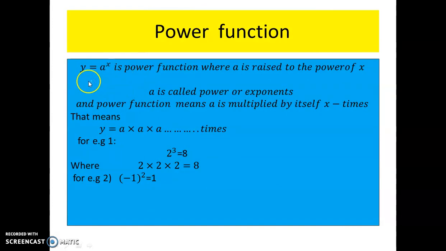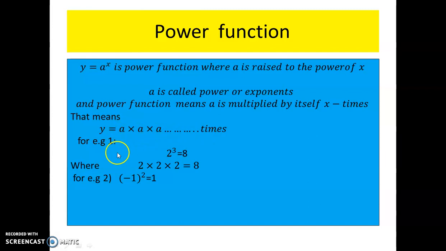In this chapter, we must focus on the power function, which is also called the exponent function. In a mathematical way, the power function is defined as y is equal to a raised to x, where a is raised to the power of x. Power function means a is multiplied by itself x times, that means y is equal to a into a into a. So it is multiplication of the same number many times.